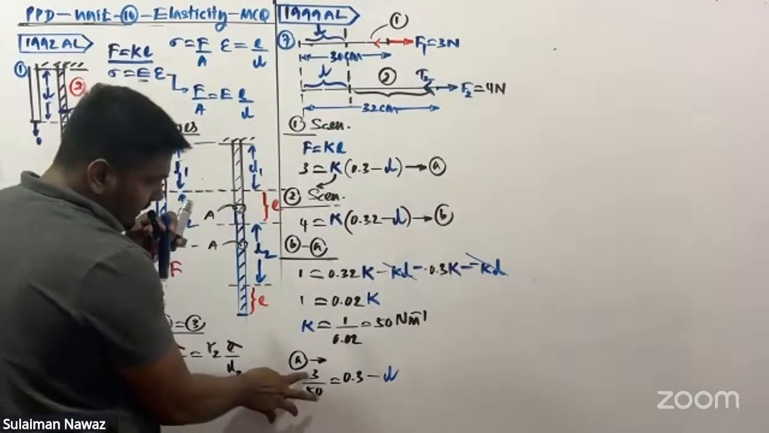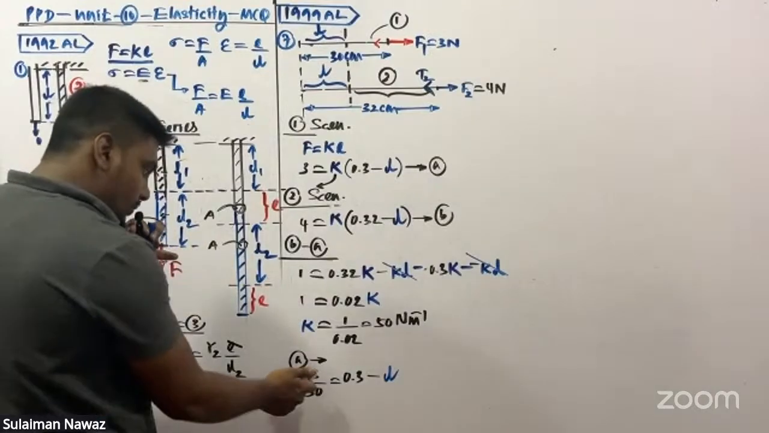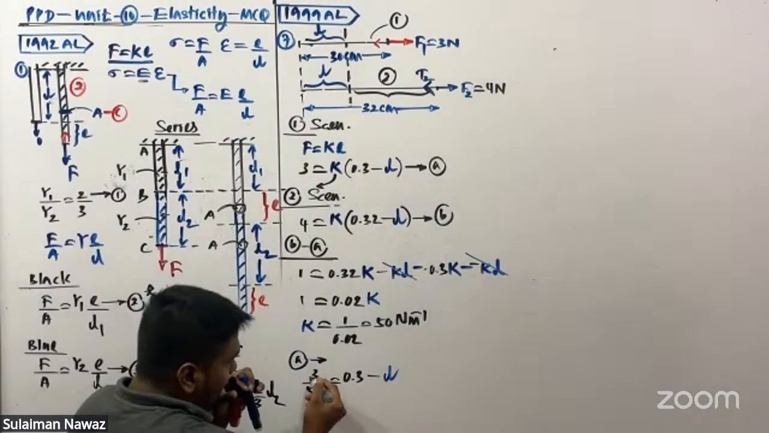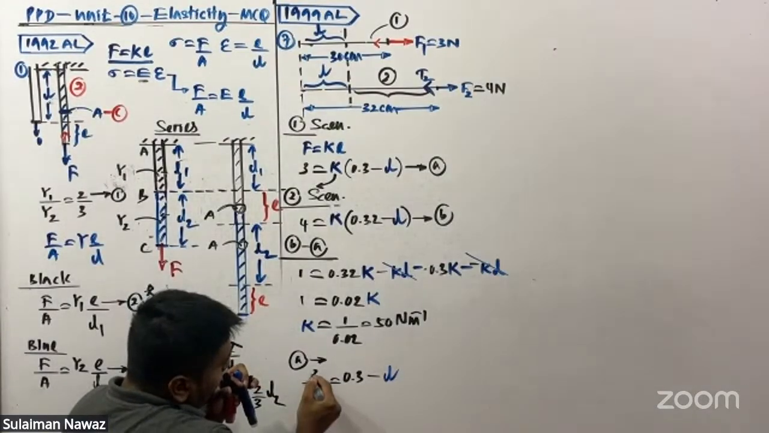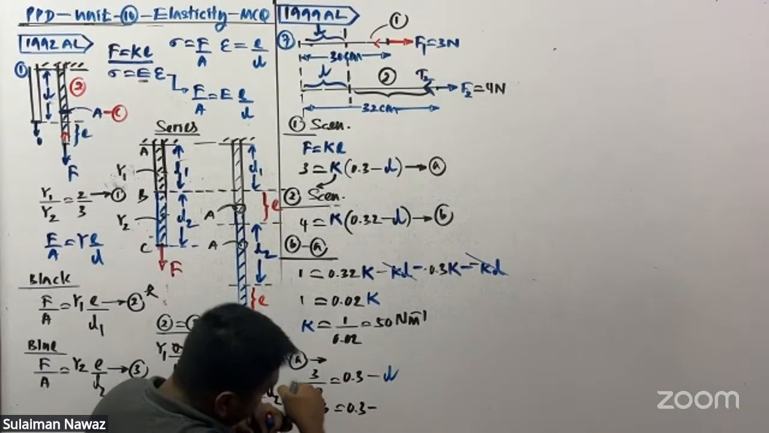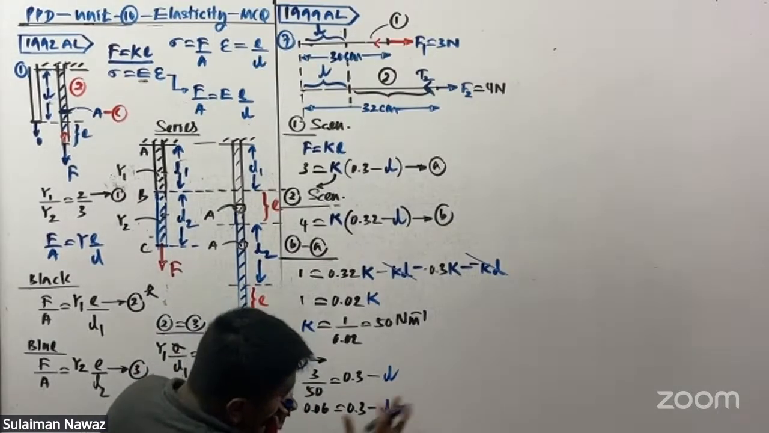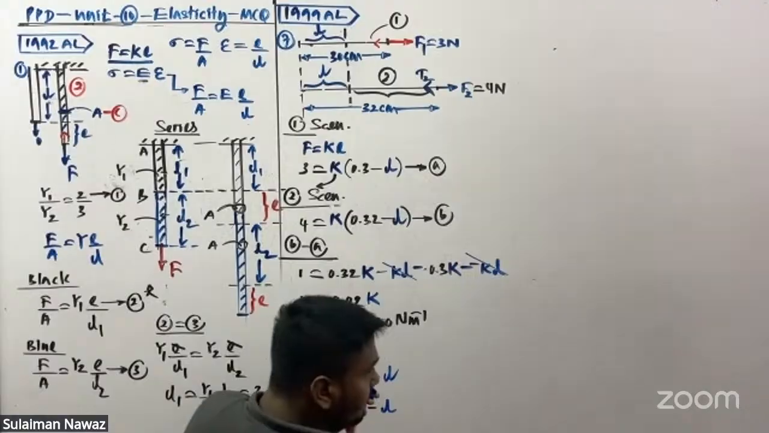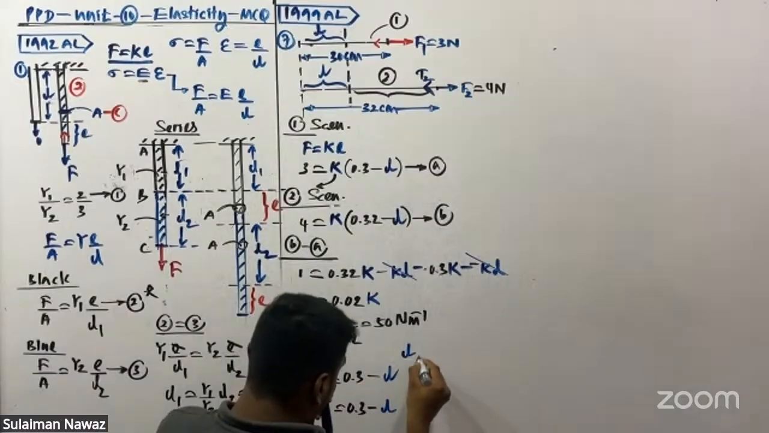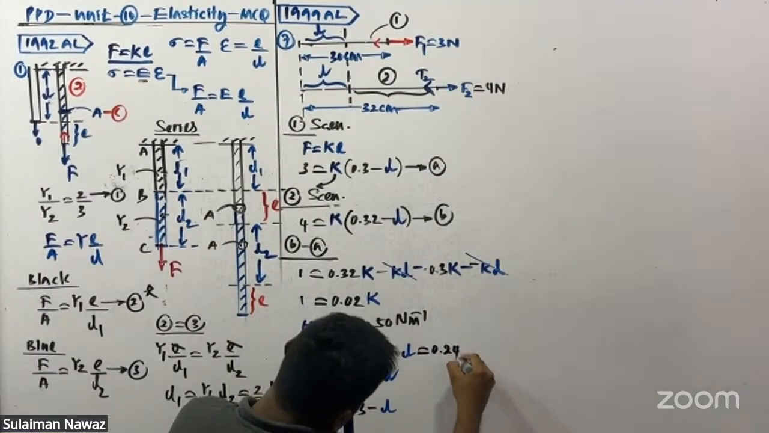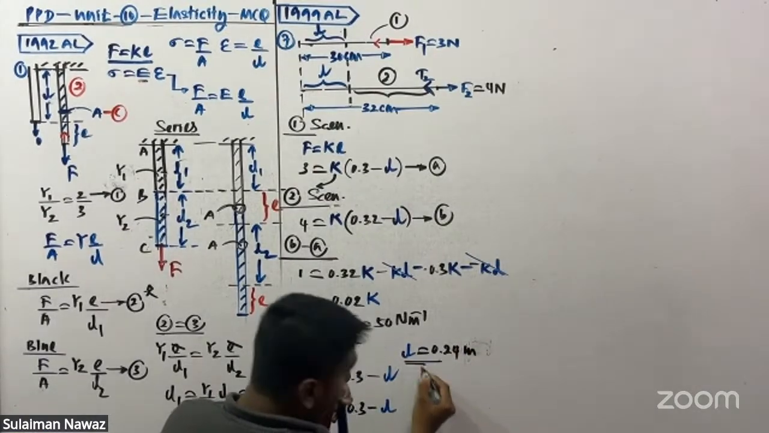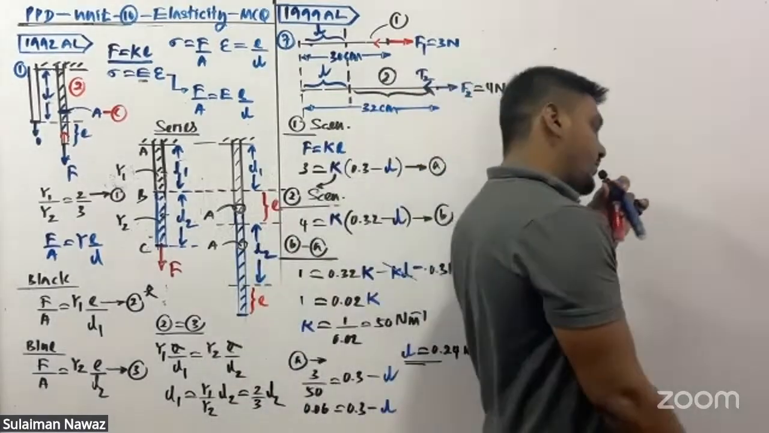So 3 over 50 means how much? 0.06, right? If I'm correct, check correctly. Sometimes in simplification I can also make mistakes. So 0.06 must be equal to 0.3 minus L. Substitute: L means 0.3 minus 0.06, which is 0.24. Am I correct? L is 24 centimeters. How many of you agree with me? L is 0.24 meters. Same, right? Okay.